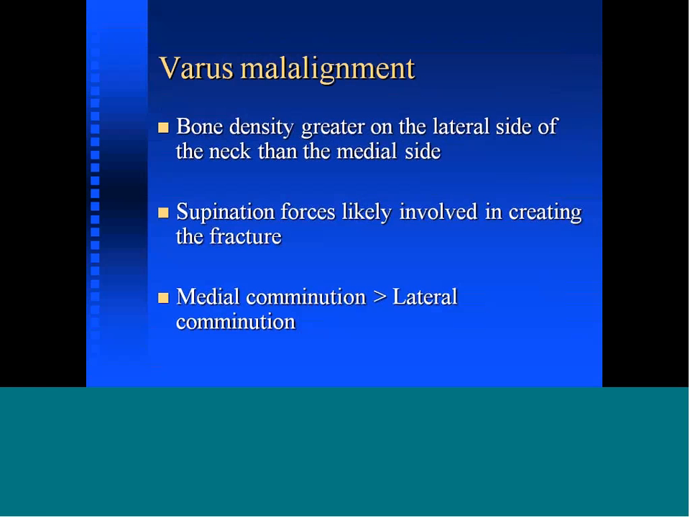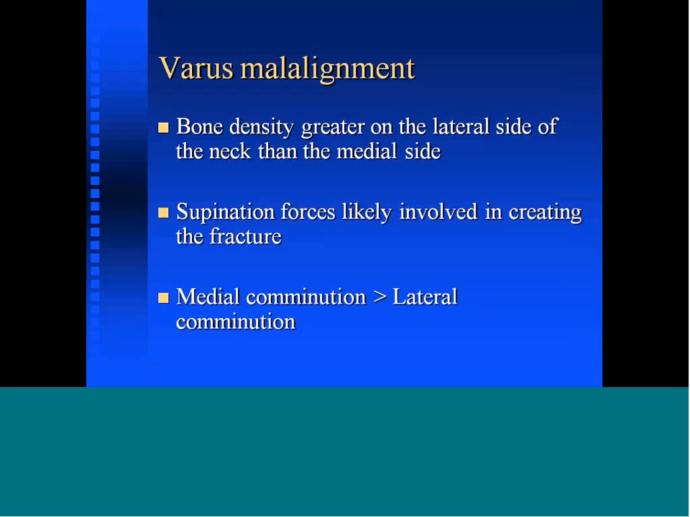or non-union to malunion. This varus malalignment issue is certainly probably the most significant complication we consider with this type 2 variety of talar neck fractures. Now, why does this varus malalignment occur with these fractures? Well, for one, the bone density on the lateral side of the talar neck is greater than on the medial side. And also, there are supination forces that are involved in creating the fracture and also tend to bring that talar head and neck into that varus position.